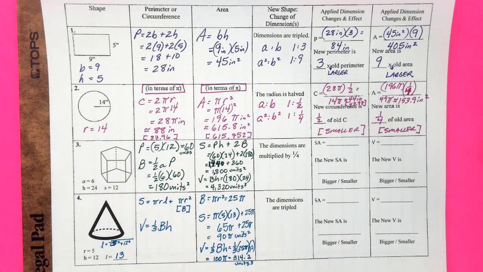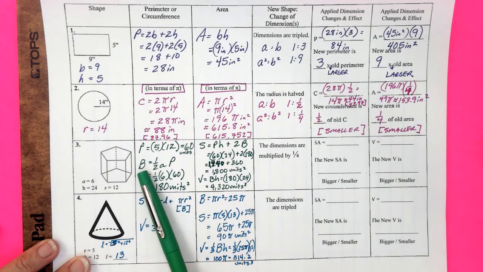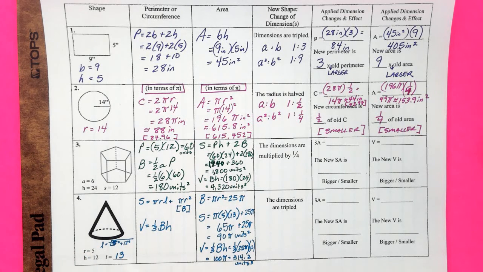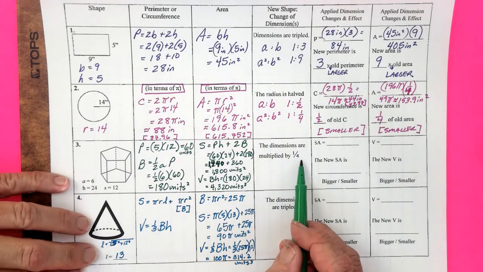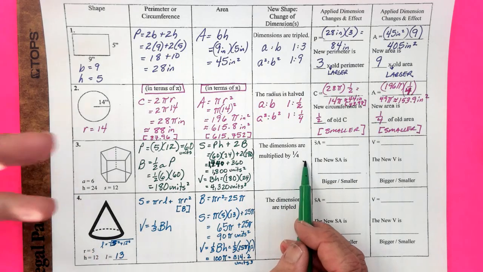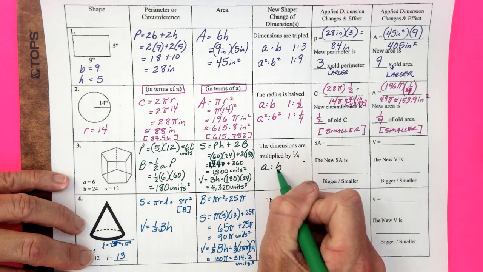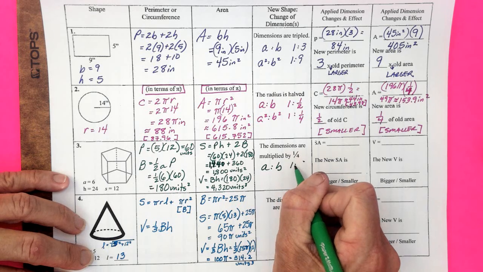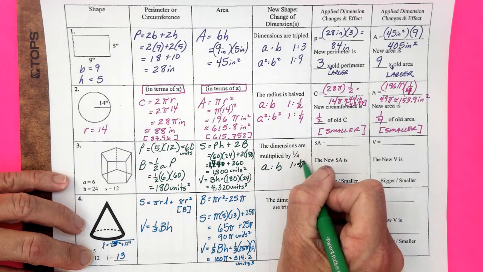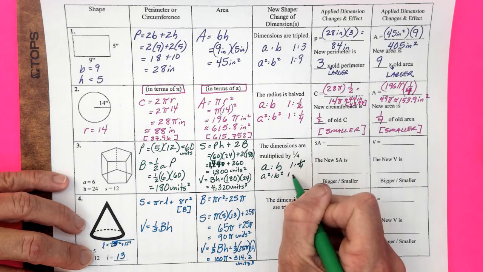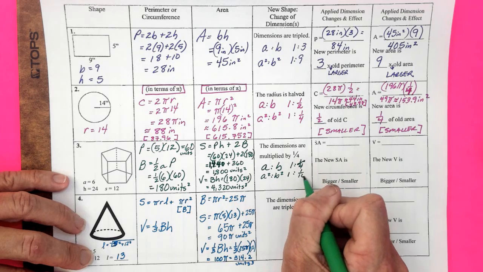Next we'll work with the Pentagonal Prism. Some might call it Pentagonal Prism. Here we have the perimeter of the base and the area of the base, the surface area of the prism, and the volume of the prism. And the dimension change is supposed to be that everything's multiplied by 1/4. We only do uniform change on this sheet. So A to B is a 1 to 1/4 relationship. A squared to B squared, 1 squared is 1, but 1/4 squared is 1/16.